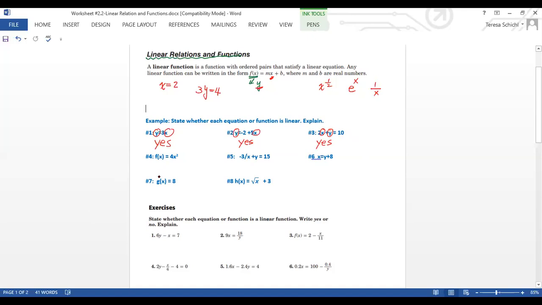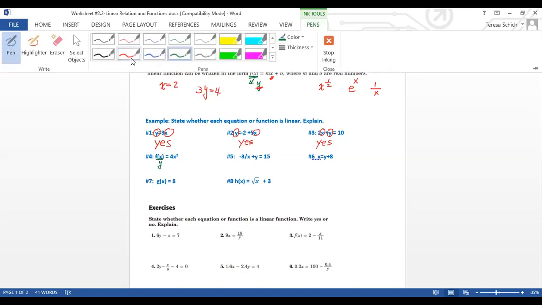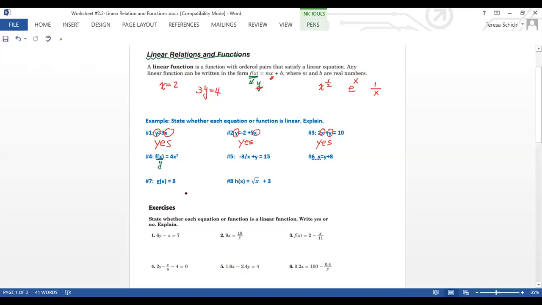Number 4. So remember when you see the f of x or y, this really means the y's, right? So y equal to 4x here. So let's take a look at this one. This is a linear function. Let's look, y is okay by itself here.